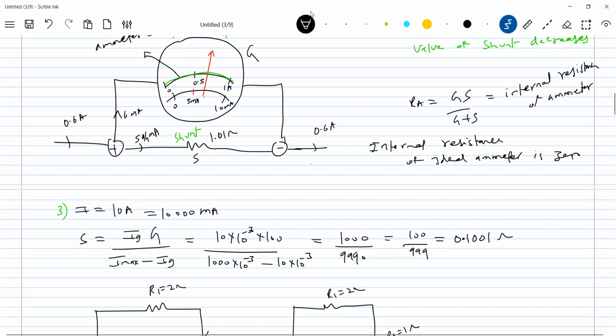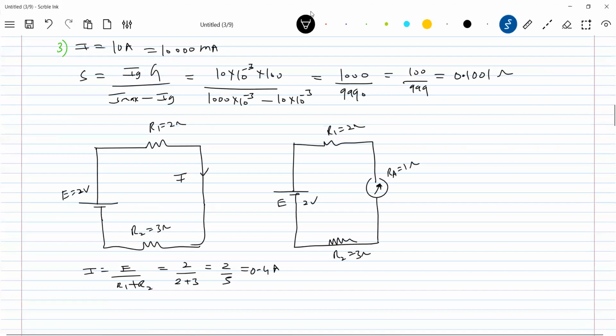So whenever you get a problem, is it ideal or practical? If I just say ammeter, you have to assume it to be practical. If I mention ideal, then wherever the ammeter is there, you can put a short circuit. But here I wrote a nearby ammeter of 1 ohm. What do you mean by that? When you are doing a problem, just replace the ammeter with a 1 ohm resistance.